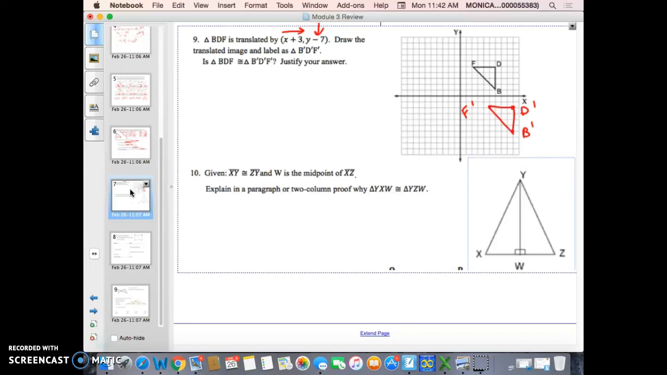And the question is, are they congruent? And the answer is yes. And there's several ways you could do it, but I'm just going to say that this side is still equal to this side, and this side is equal to this side. So I'm just going to say yes by side, side, side.